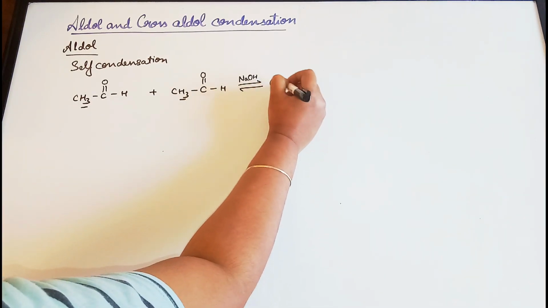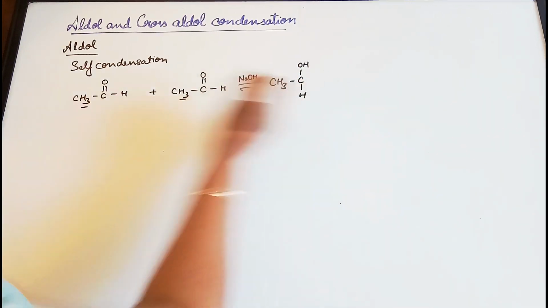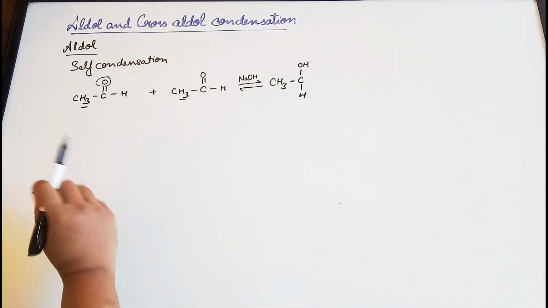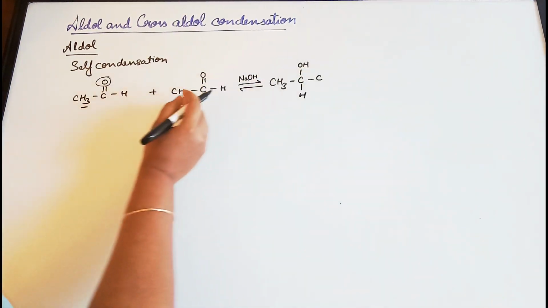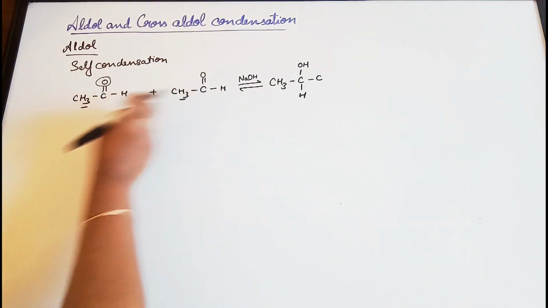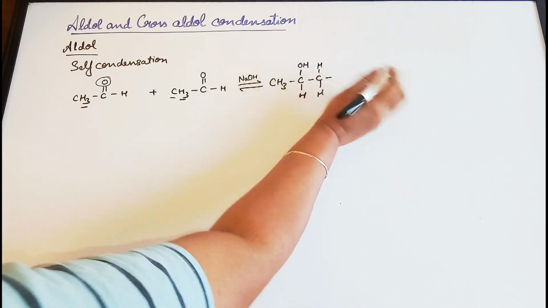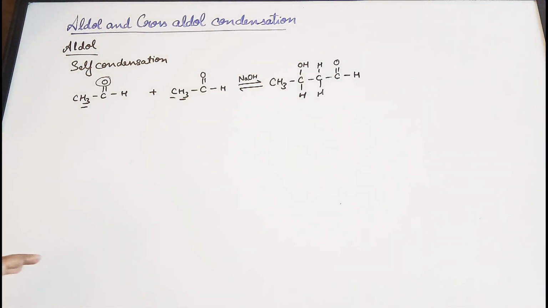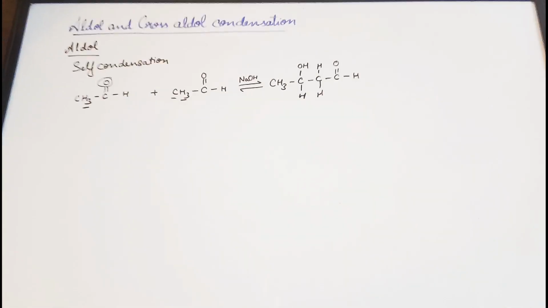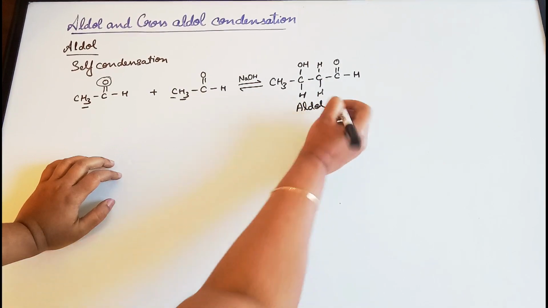Basically you'll have an OH group, a hydroxy group. So this is going to get converted to an OH, and this is getting attached to this carbon atom. So here you have hydrogen and a hydrogen and CHO. So this particular compound consists of both an aldehyde as well as an alcohol, and that is why it is called an aldol.